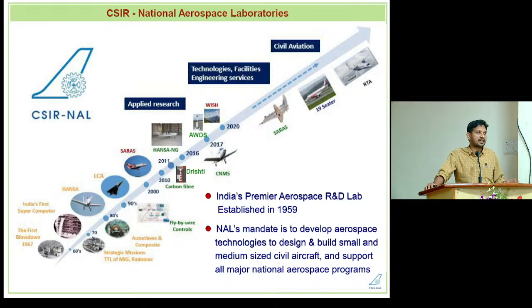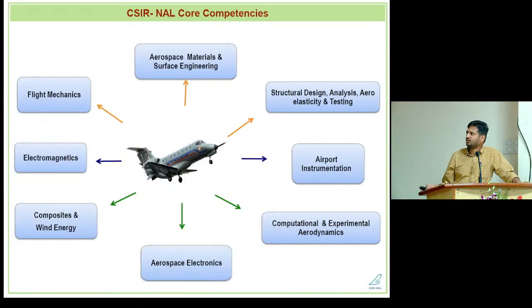We have developed Hansa, then we have developed Saras. Now we are working on a regional transport aircraft, RTA. These are the technologies we develop. In parallel, we develop some other technologies related to the aerospace domain. These are the technologies CSIR has developed since its inception in 1959. So we have expertise in many verticals under the aerospace umbrella.